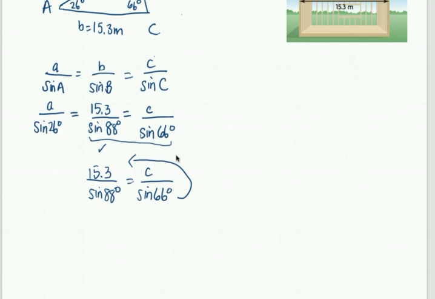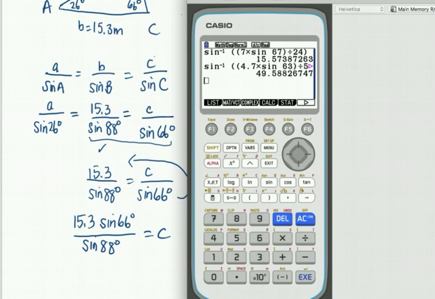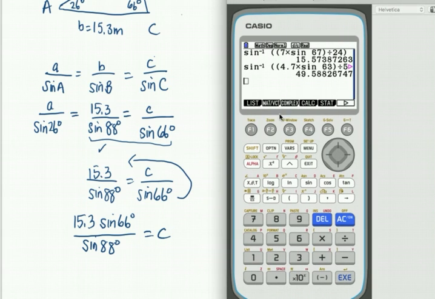All right, let's solve for C. So let's boot this sine 66 out of here, put it on the other side. So since it was divided, we're going to multiply it over here. So multiply it to the top. And then we still have the sine 88 at the bottom, but we have isolated C here. So let's go through, make sure your calculator's in degree mode. And we're going to go through and calculate this out. Okay, so I'll just clear this stuff out of here.